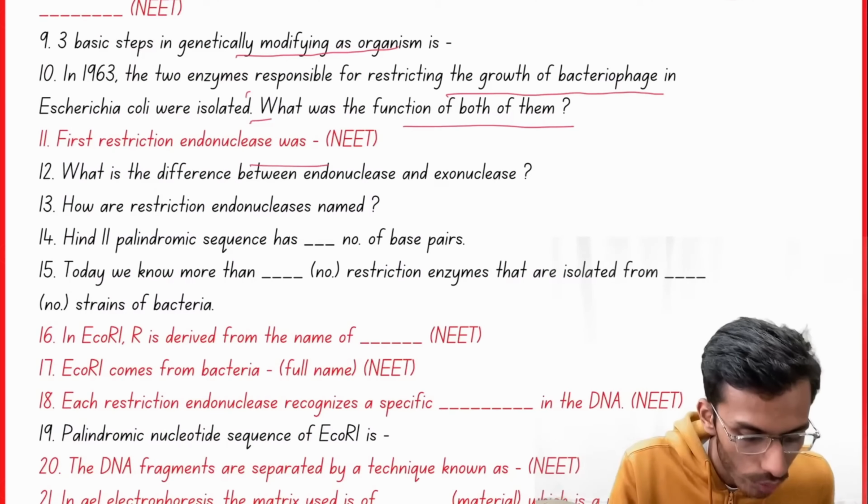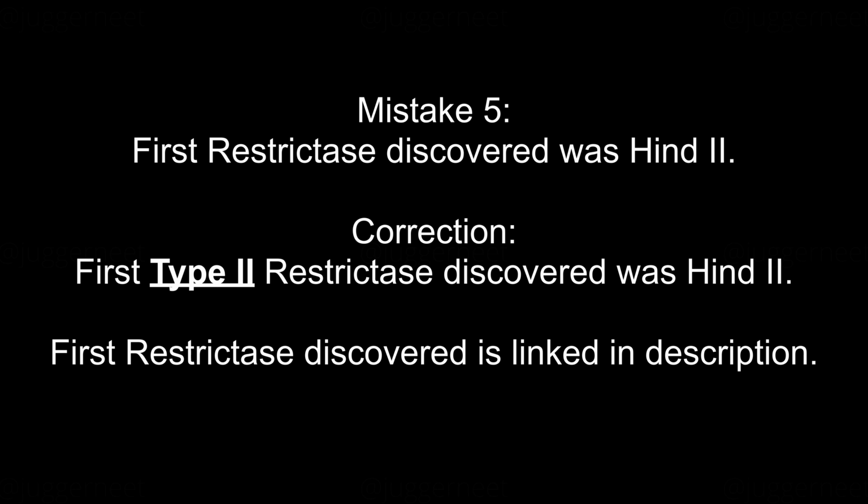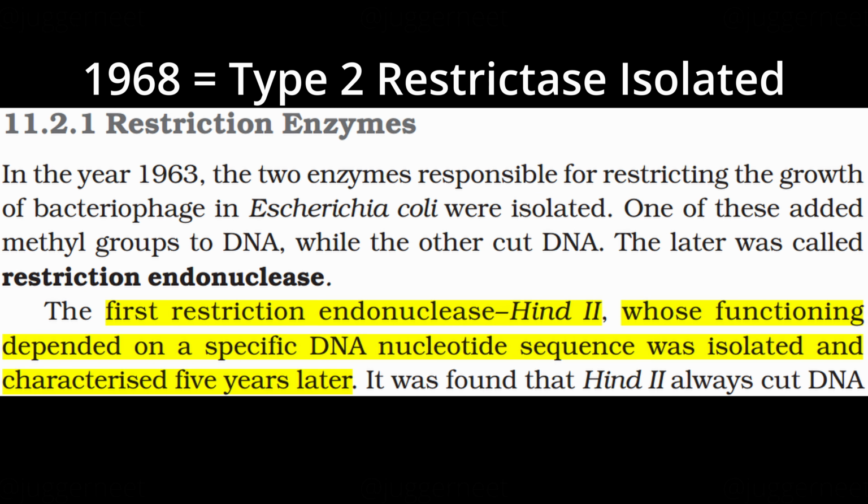First restriction endonuclease, who was it? HIND2. First type 2 restriction enzyme was HIND2. Let's look at NCERT. Year 1963, 2 enzymes isolated. The other cut DNA called restriction endonuclease. This was type 1. First restriction endonuclease HIND2, whose functioning depended on a specific DNA nucleotide sequence. This is talking about type 2. Isolated and characterized 5 years later, year 1968.